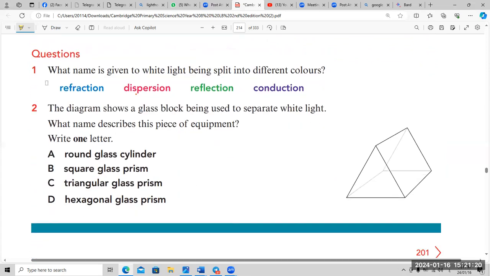Now we should answer this question. Number one, what name is given to white light being split into different colors? Dispersion. Yes, exactly. Good. Number two, the diagram shows a glass block being used to separate white light. What name describes this piece of equipment? It's the triangular glass prism. Good job. Great.